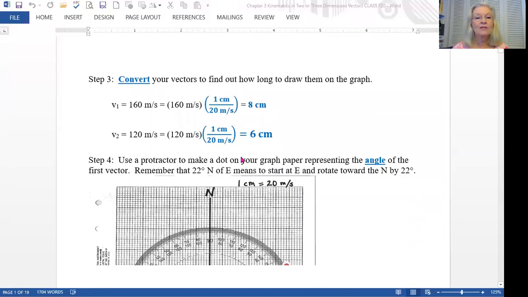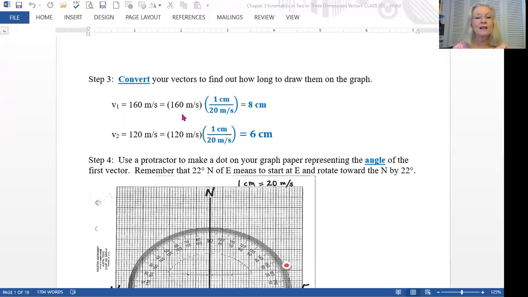Okay, now we have to convert our vectors. So vector 1 was 160 meters per second. That's going to be 160 meters per second times our conversion factor. Just like before, we write it as a fraction with a numerator and a denominator. Meters per second is what we want to cancel, so it goes in the denominator on the conversion factor. Centimeters is what we want to be left with so that we will know how long to draw the line. So we said that 1 centimeter is the same as 20 meters per second, so that's where the 1 and the 20 come from. And now you do the math.